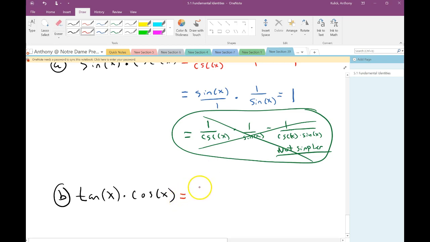Yeah, so Michael says that what I want to do is rewrite tangent as sine x over cosine x. Because when I multiply those together, what is going to happen? The cosines cancel to leave me with just sine x over 1, or sine x.